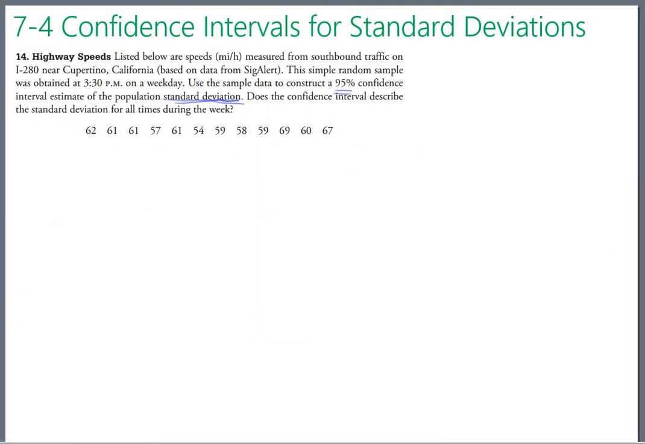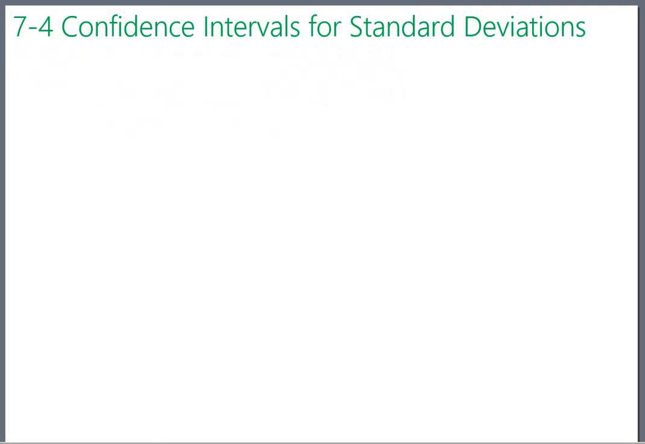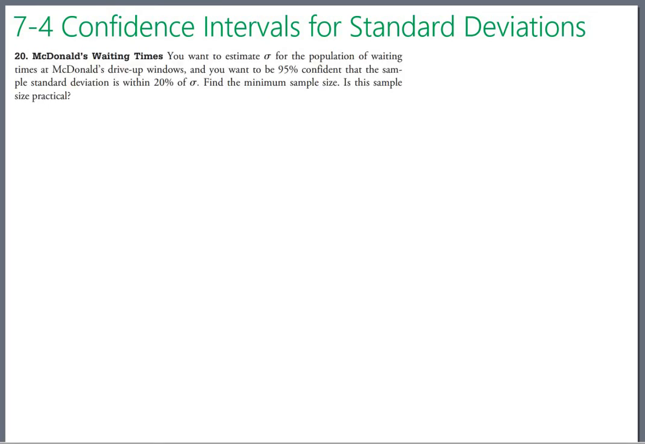Okay, so let's look at one more example. Let's look at number 20. Number 20 says you want to estimate the standard deviation, and you want to be 95% confident that it's within 20% of the true standard deviation. Find the sample size. Okay, so right here, we know we are doing a sample size question. So we're not actually getting a confidence interval. We're instead going back to that chart, and we're going to say this is how many people you should survey about their waiting times at McDonald's drive-up windows.